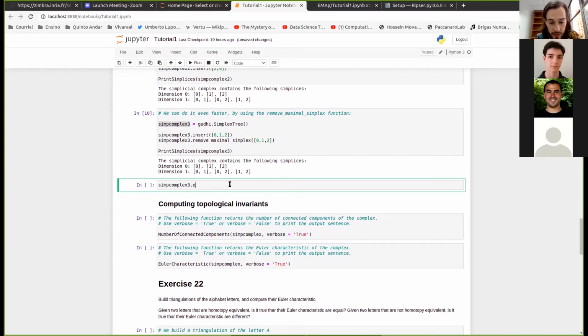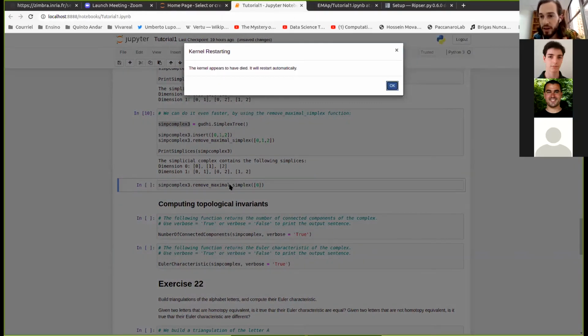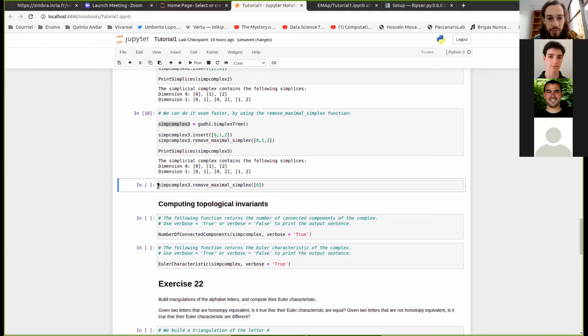And so I think that Gudhi will not be very happy. Remove maximal simplex 0. Yeah, my kernel is dead. So be careful.